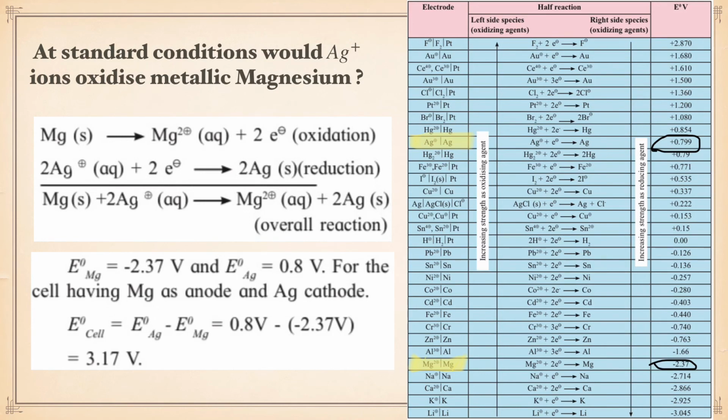So at anode, what happens? Oxidation. So Mg goes to Mg2+ plus 2 electrons, and at the cathode reduction will happen. What is that? 2 Ag+ plus 2 electrons going to 2 Ag. Why have we multiplied everything by 2? Because to find the overall reaction, the 2 electrons should get cancelled. So the overall reaction will become Mg plus 2 Ag+ gives Mg2+ plus 2 Ag.